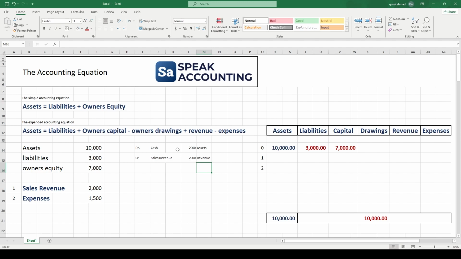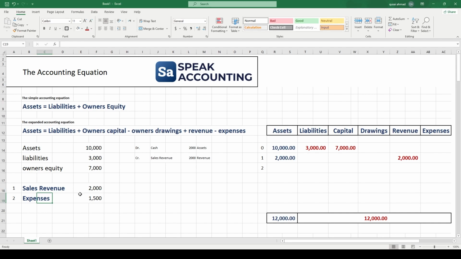Now, let's see how this is going to affect our accounting equation on this table. We have an asset on the debit side, which is cash, by 2,000, which means plus 2,000 on the asset side. And we have a revenue of 2,000, and as you can see here, revenue increases the equation. So we come here and say plus 2,000. As you can see, 2,000 on the asset side and 2,000 on the owner's equity side makes the equation balance again.